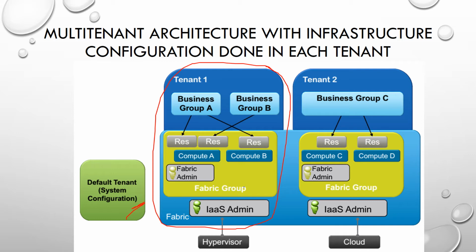We can see a multi-tenant deployment where each tenant manages their own infrastructure. The system administrator is the only user who logs into the default tenant to manage system-wide configuration and creates tenants. Each tenant has an IAS admin who can create fabric groups and assign fabric administrators to them according to their respective tenants. Although fabric administrators can create reservations for business groups in any tenant, in this example, they typically create and manage reservations in their own tenants.